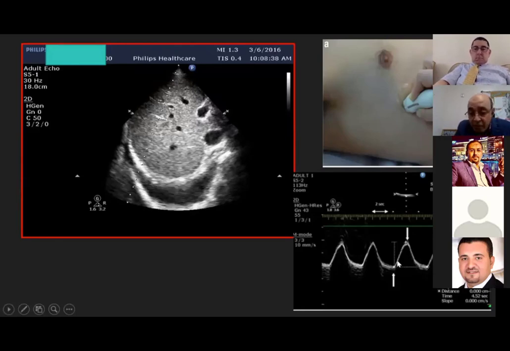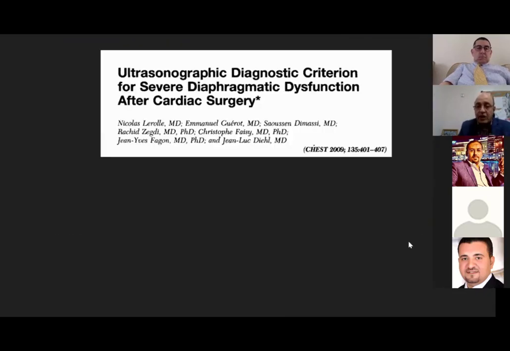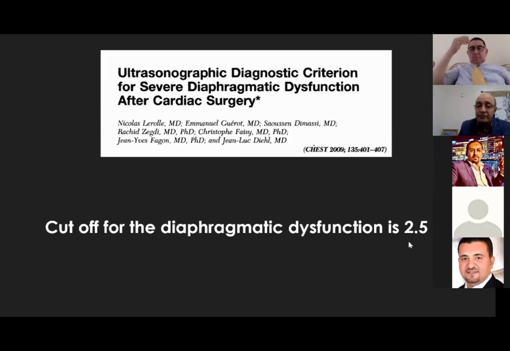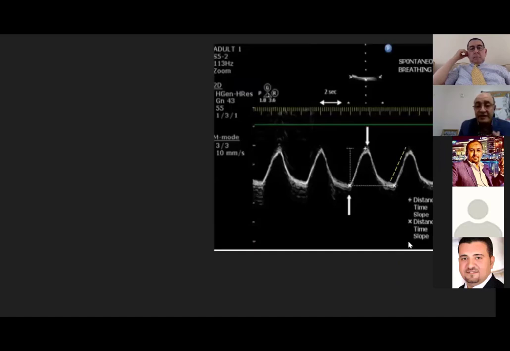Then you have to see how much it goes up. This is what we call the excursion. Normally, it has to be around 2 or more than 2 to predict that this diaphragm is able to function well, and to predict successful weaning. In most of the literature it was found to be around 2 or 2.5. If less than this, it indicates that the diaphragm is weak.